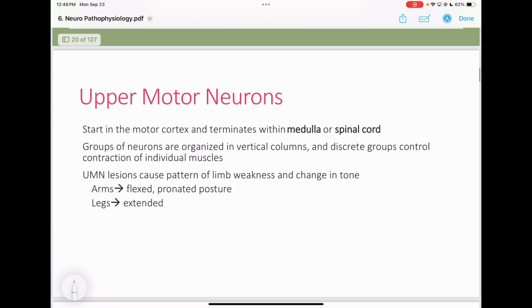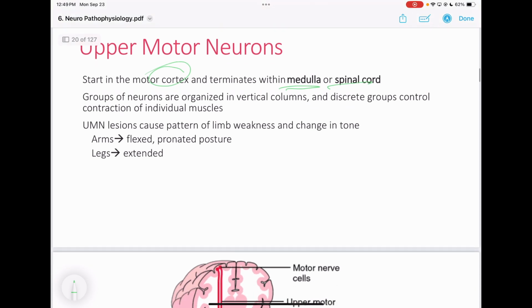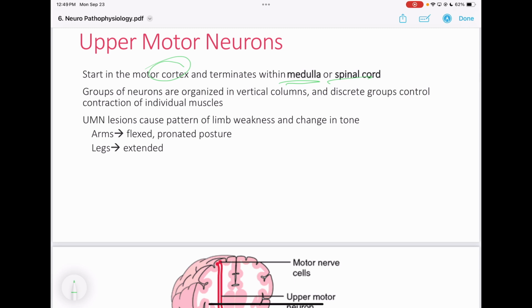Upper motor neurons start in the cortex, in the motor cortex, of course, and they terminate within the medulla or the spinal cord, depending on where they're going for the muscles. Groups of all of our neurons are organized in these columns, and upper motor neuron lesions cause a pattern of limb weakness and change in tone. Arms are going to be flexed and pronated, so like this.